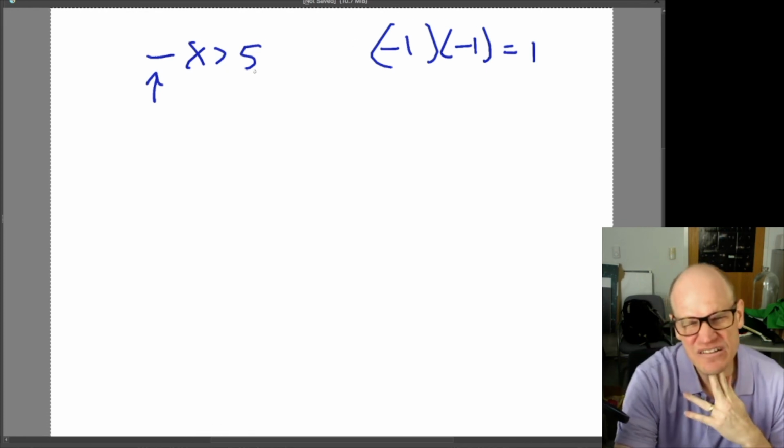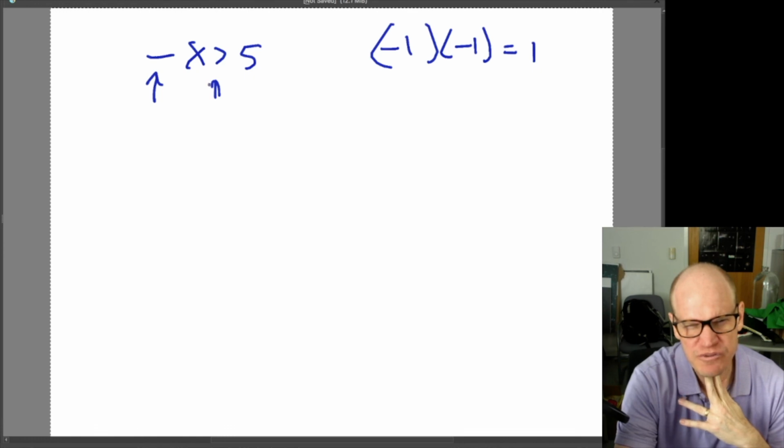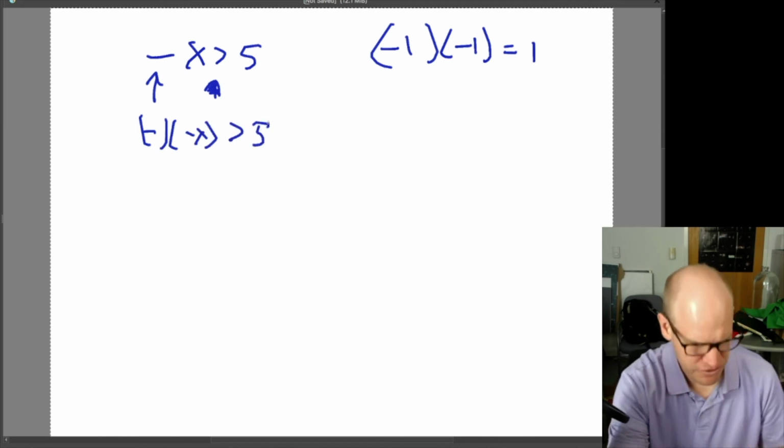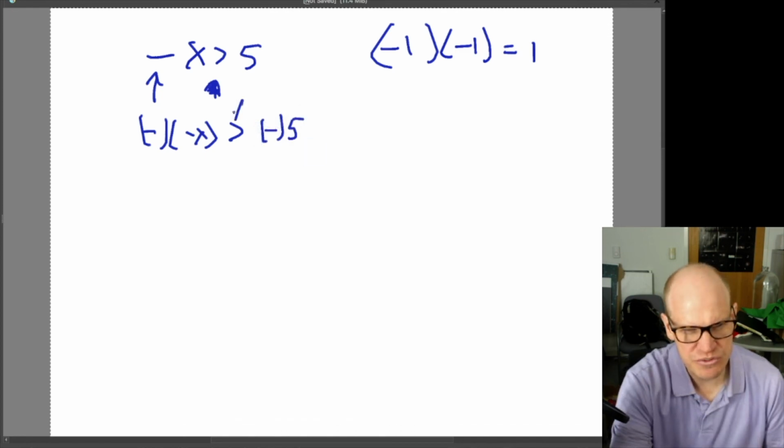And that's the thing where you have to switch this sign if you do it that way. If you multiply by a negative number, then you have to switch this sign. So minus 1 times minus x is greater than 5, and that's where you switch this. So that would turn into a less than. Then you get x is less than negative 5.